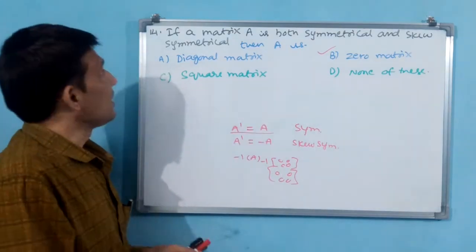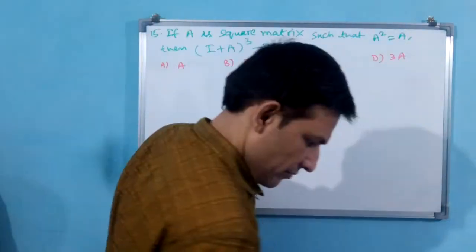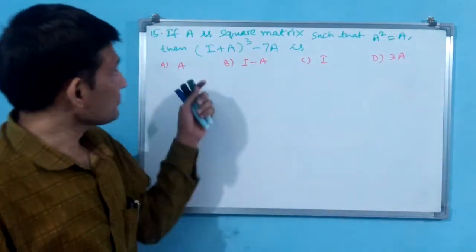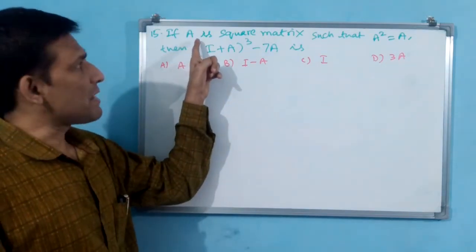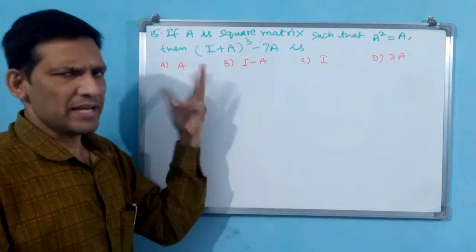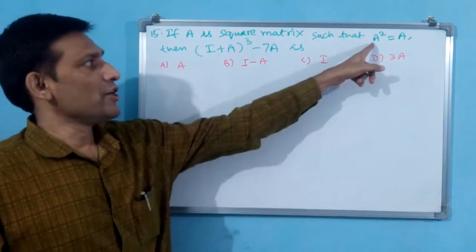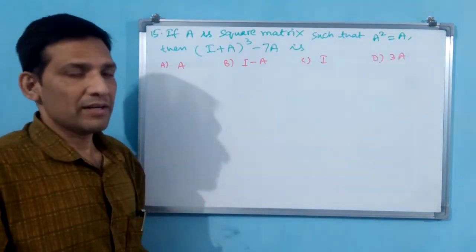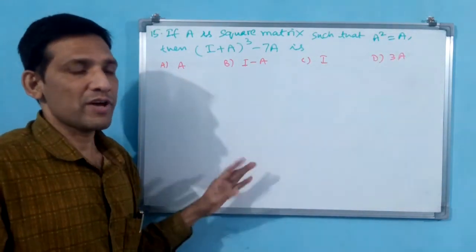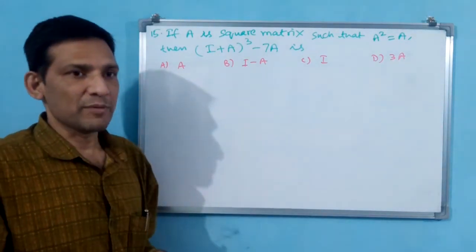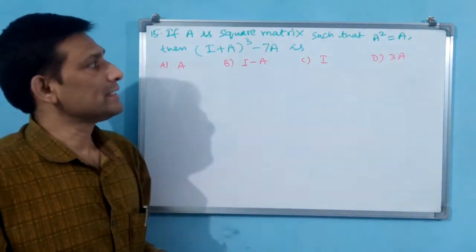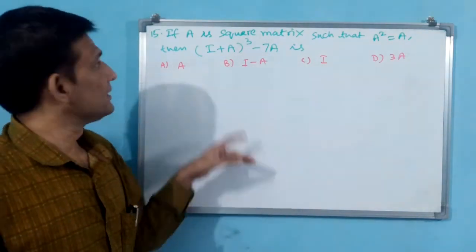Okay, let us go for the 15th question. If A is a square matrix such that A square is equal to A, this is a special nature. A square is equal to A means if you square the matrix, the same matrix comes. You have to keep that in mind, so we have to utilize it.